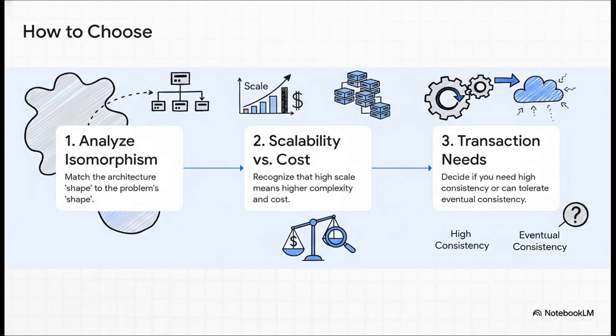First, you analyze the isomorphism. That's a really fancy word, but all it means is you try to match the shape of the architecture to the shape of your problem. If your problem looks like an assembly line, a pipeline architecture might be the right shape. Simple. Second, you have to evaluate that classic trade-off, scalability versus cost. Because let's be real, more scale almost always means more complexity, which means more money. And third, you have to figure out your transaction needs. And this one's a huge decider.